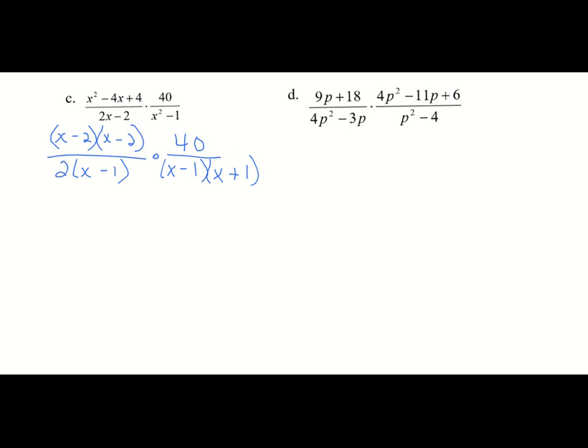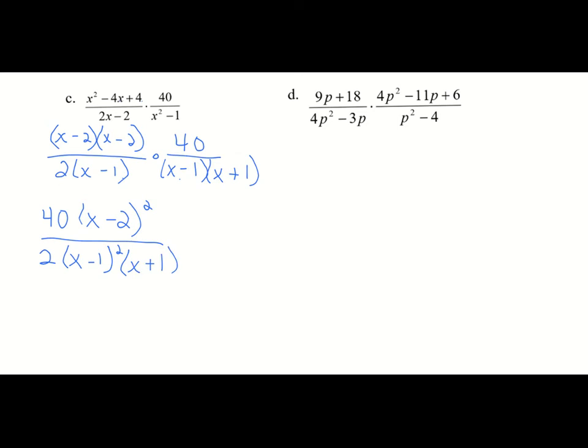All right, so really when we look at this, there's not a lot that we can do simplification-wise. When I rewrite this, I'm going to put the 40 first. I'm going to do 40 times (x minus 2) times (x minus 2). Remember, we can simplify that to (x minus 2) squared. Over 2, I have (x minus 1) times (x minus 1), so (x minus 1) squared times (x plus 1).